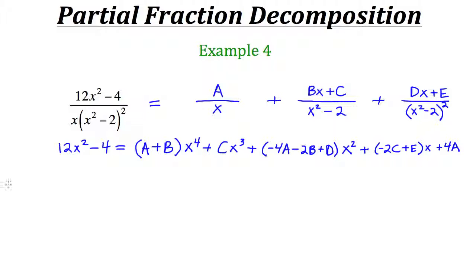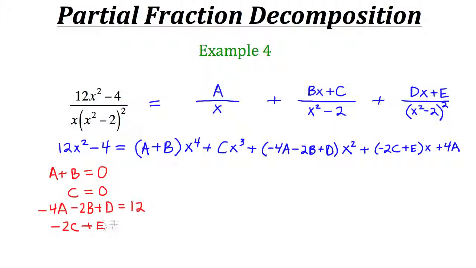which means that the system of equations that you'll use is a plus b equals 0 and c equals 0 and negative 4a minus 2b plus d equals 12 and negative 2c plus e equals 0 and 4a equals negative 4.